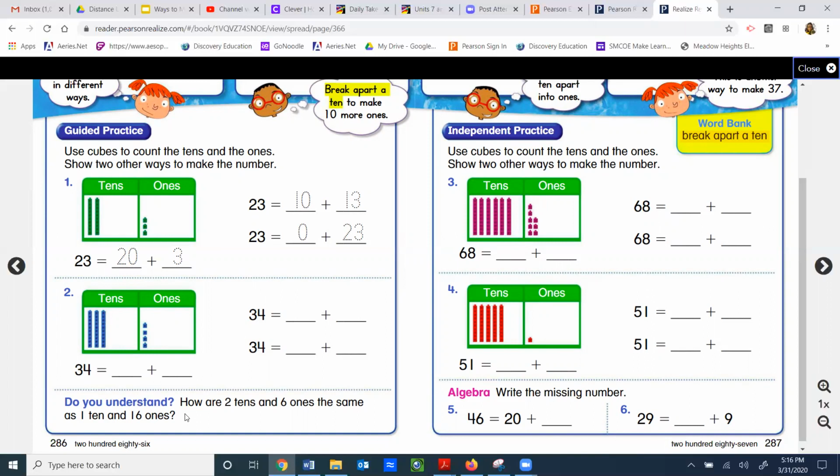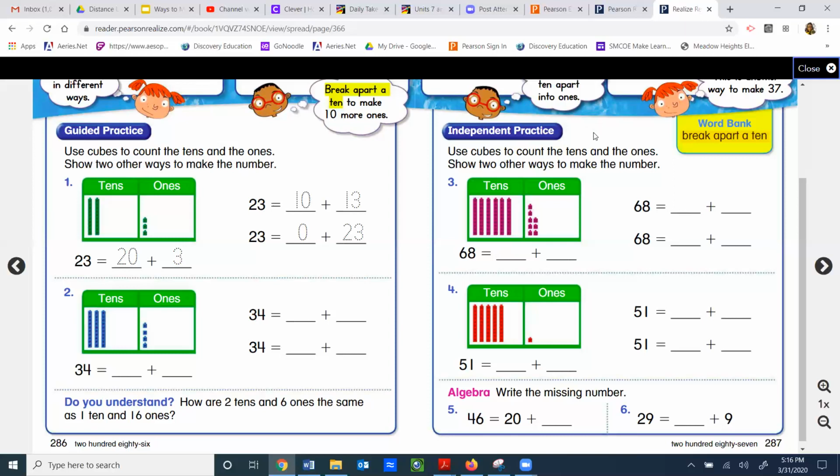Okay, the do you understand part. How are 2 tens and 6 ones the same as 1 ten and 16 ones? You can write this down if you would like, or you can just tell a stuffy, a human, or a pet what your response is.